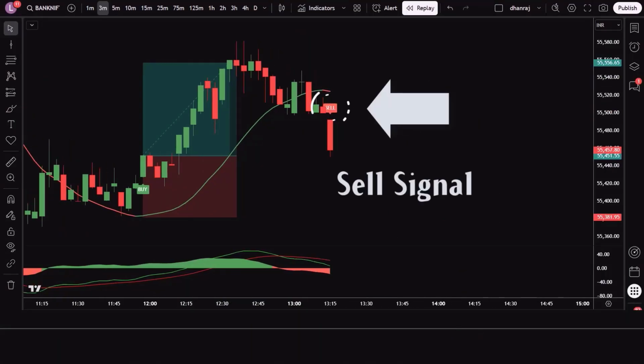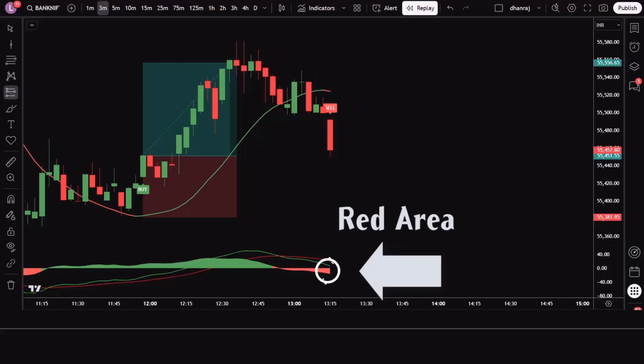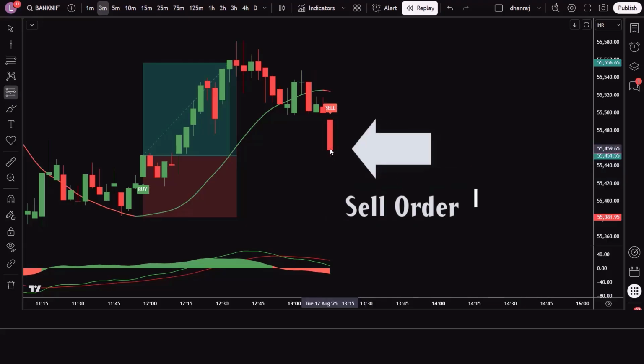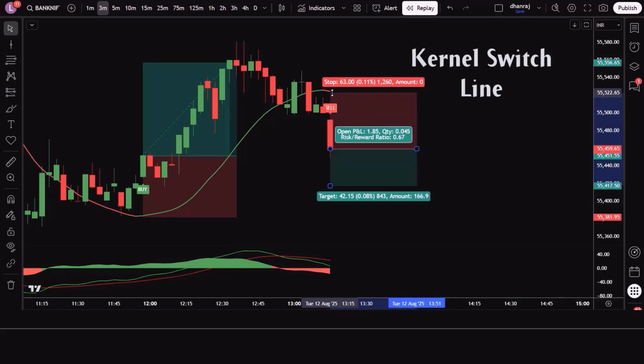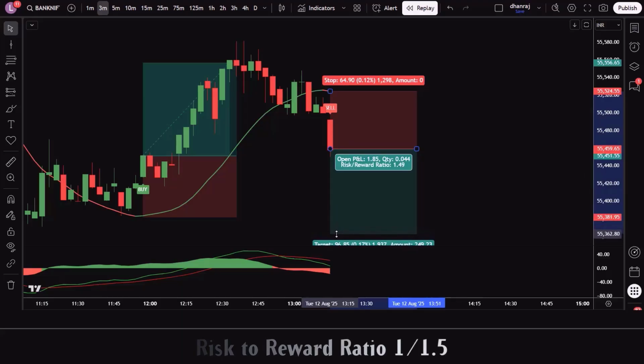When the kernel switch indicator gives us a sell signal, when the MACD with BG indicator shows a red area, and when the market forms a bearish candle, if this condition is fulfilled, then we will place a sell order. Our stop loss is to be placed at the kernel switch line, and the risk to reward ratio will be 1:1.5.